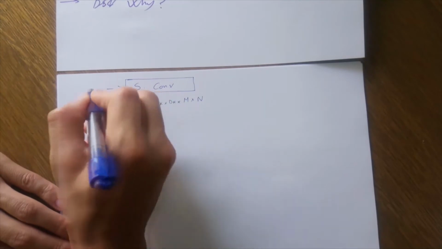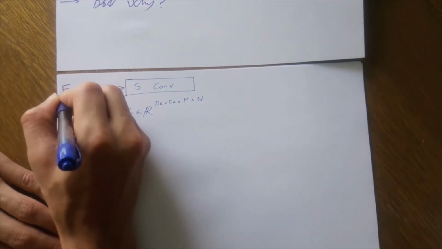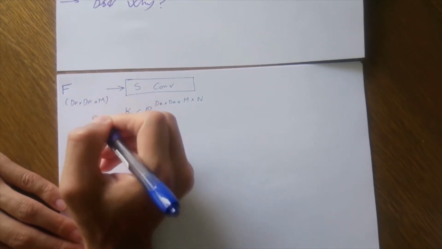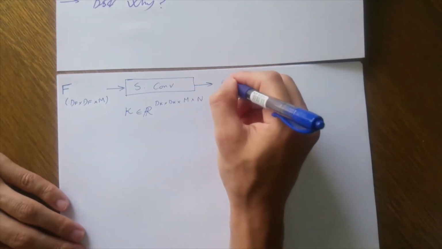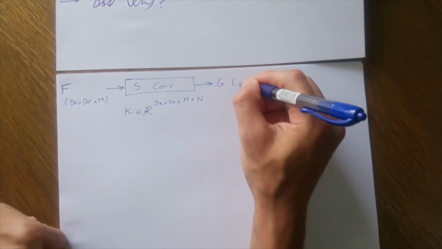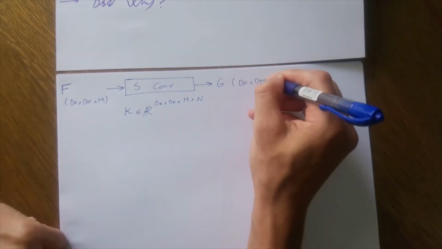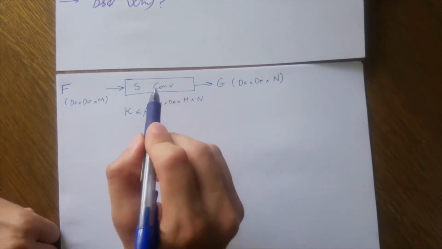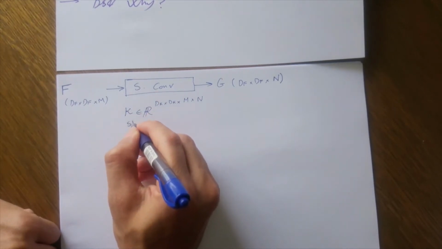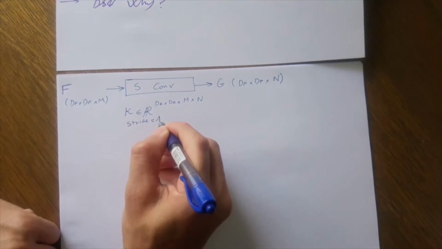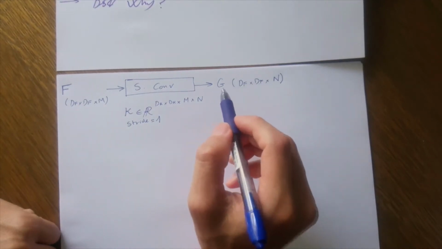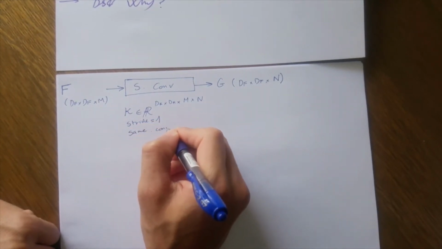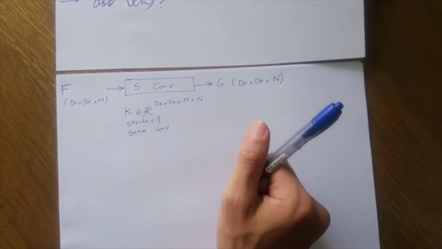At the input we have F, and its dimensions are df, df, m. And at the output we get G, and the dimensions of G are df times df times n. Of course, we assume that at this convolutional layer we have a stride of 1. This is why we get df, df, but we also should have same convolutions, which requires padding. This is something that I talked about in the previous video.